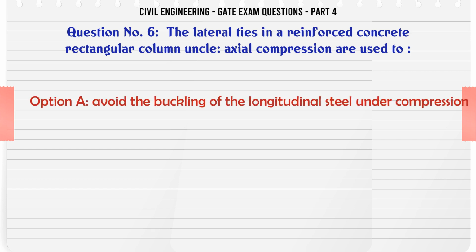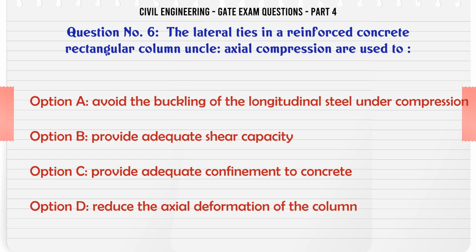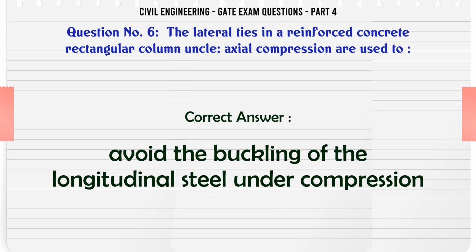The lateral ties in a reinforced concrete rectangular column under axial compression are used to A. Avoid the buckling of the longitudinal steel under compression. B. Provide adequate shear capacity. C. Provide adequate confinement to concrete. D. Reduce the axial deformation of the column. The correct answer is avoid the buckling of the longitudinal steel under compression.